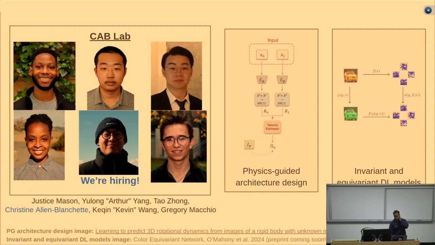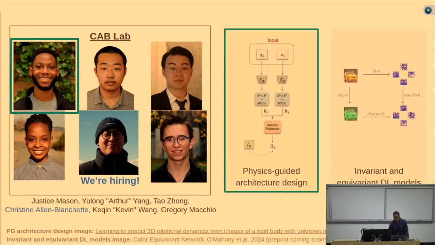Much of the work that we do in my group can be put into the categories of physics-guided architecture or invariant and equivariant deep learning models. So if you happen to be excited about these areas, we're definitely looking for a good postdoc. And the work that I'll talk about today mostly fits into this category of physics-guided architecture design, and it actually highlights some work done by Justice Mason. It's in my group. It's highlighted here.